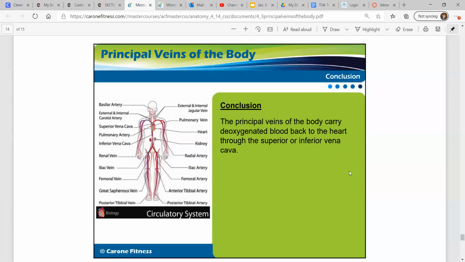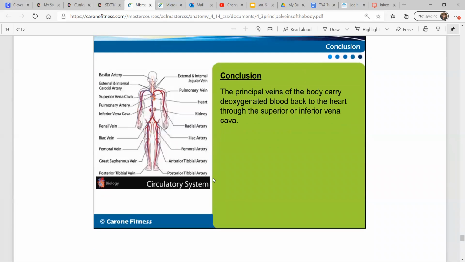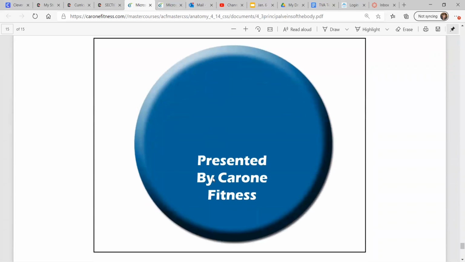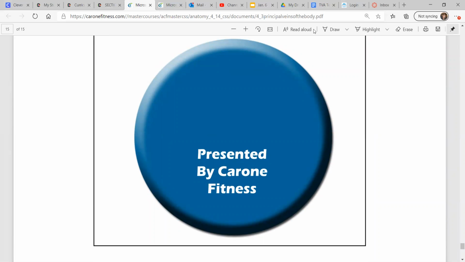So in conclusion, the principal veins of the body carry deoxygenated blood back to the heart through the superior or inferior vena cava. So think of veins, vena, vena cava, however you want to remember it. Think of that connection. And that's it. So that is the end of our circulatory system lessons. And then there's the video about the issues that can go wrong in the circulatory system. But that's it before our semester break.